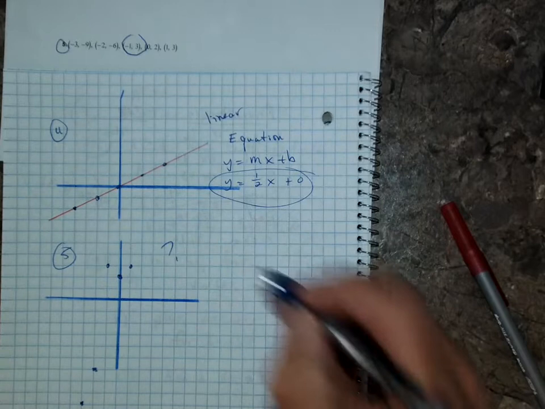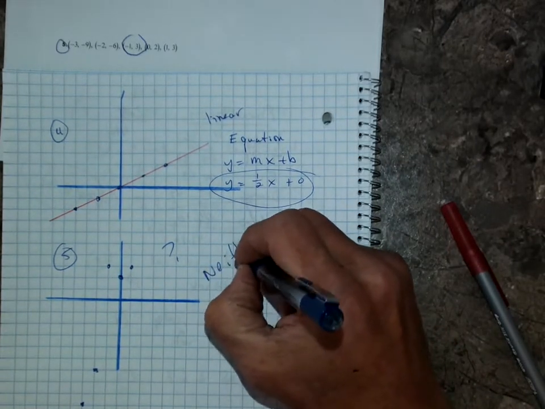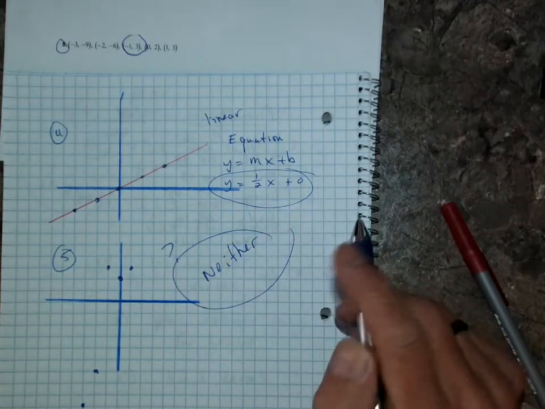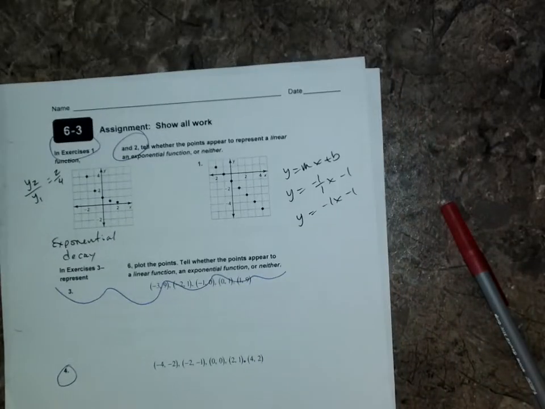What? Well, I've got to say that's neither. Don't you think so? Okay, I'd say that one's neither for sure. Crazy, huh? It's all over the place. Okay, now, let's look at one that is exponential. Okay.